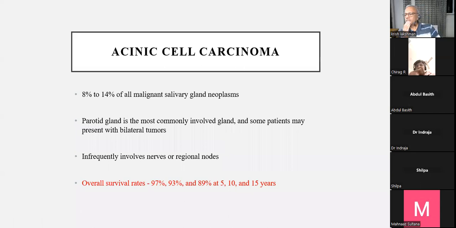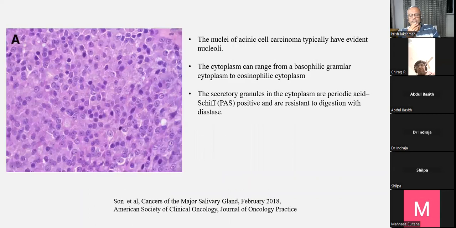Acinic cell carcinoma most commonly involves the parotid gland, but infrequently involves the nerves and regional nodes. The overall survival rate is 97% at the end of 5 years. In acinic cell carcinoma, there are evident nucleoli, and the cytoplasm can range from basophilic granular to eosinophilic. It is periodic acid-Schiff positive and diastase resistant.